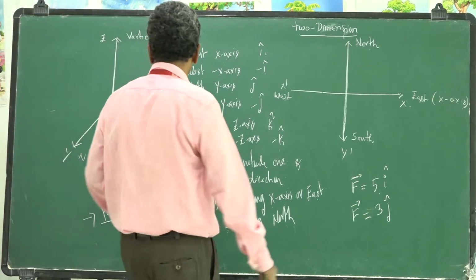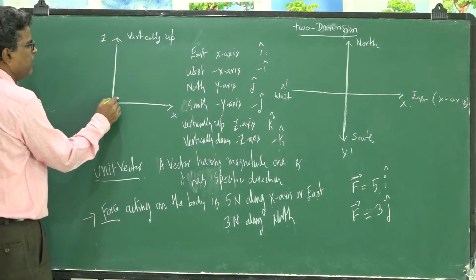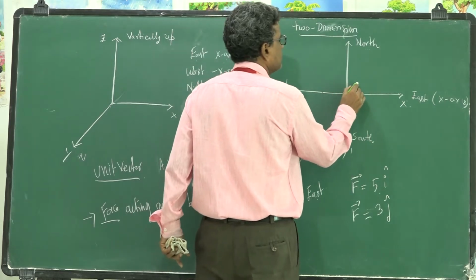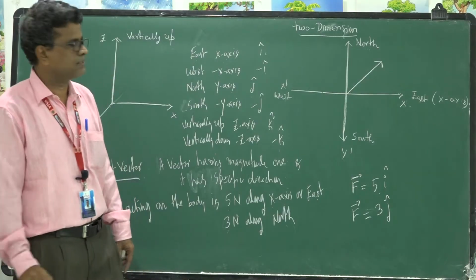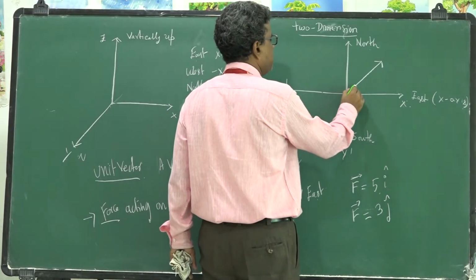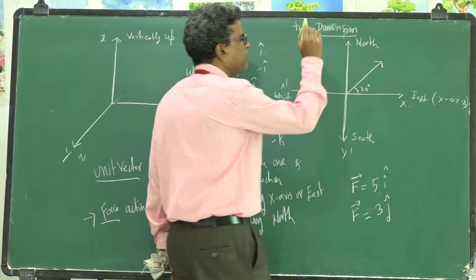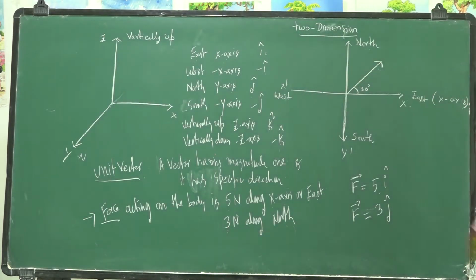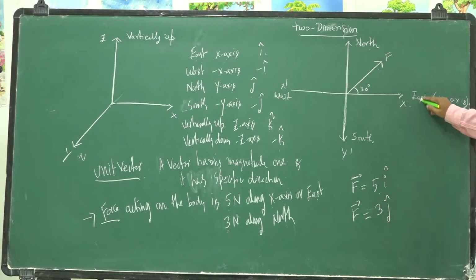Directions. Suppose north is like this, and the force is in this direction, which makes an angle of 30 degrees. How do you represent this force vector? The force acting on the body makes an angle of 30 degrees to the east.